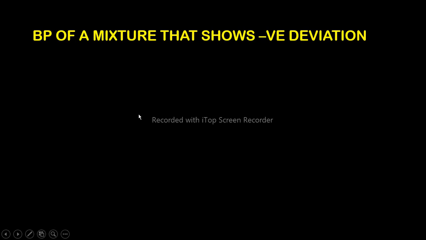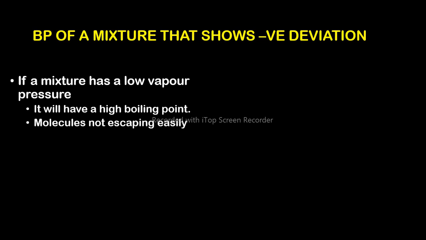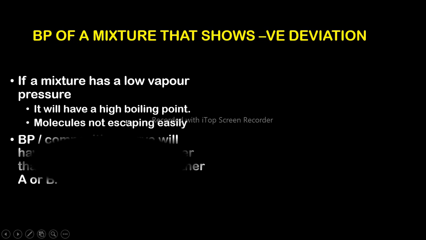So now, the boiling point is going to give a maximum. Why? Because the mixture will have a low vapor pressure, and so the boiling point is going to be high. The rate at which the molecules escape to the vapor phase is going to be low. So the temperature at which the vapor pressure above the liquid mixture equals the atmospheric pressure is achieved at a high temperature, which accounts for a high boiling point.